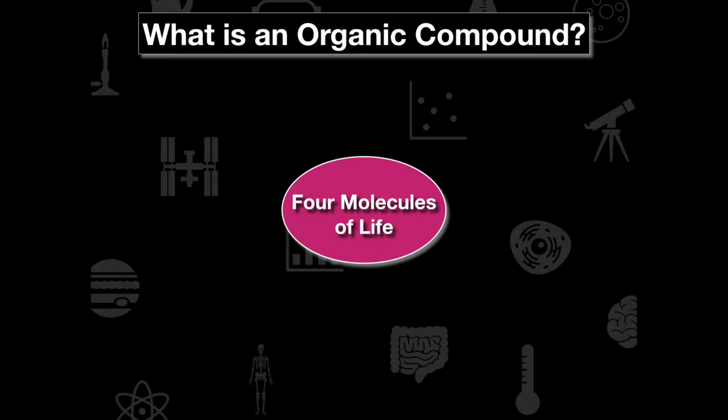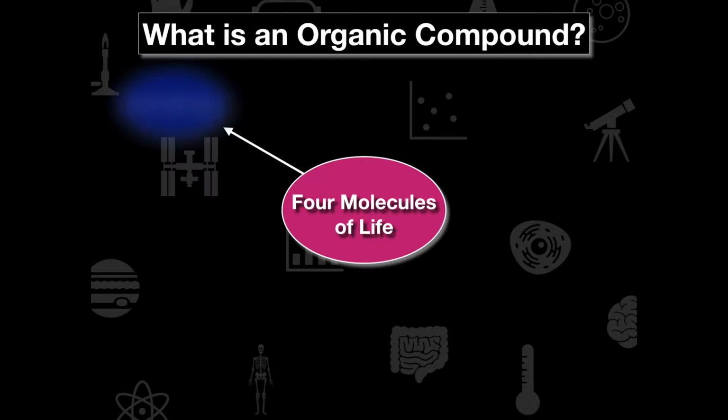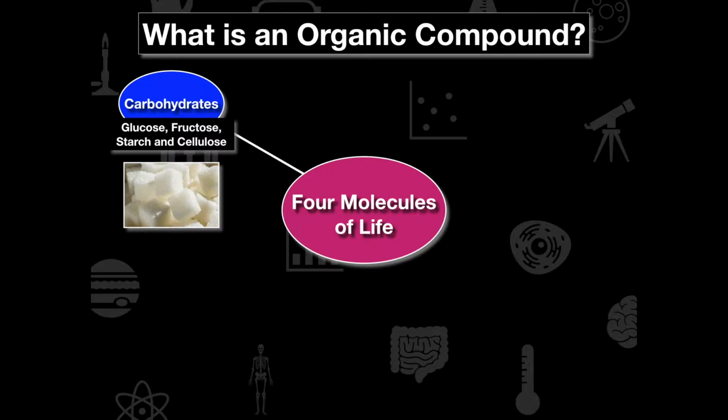Now we can break down organic compounds basically into four categories. So the first one that we're going to go through and talk about are carbohydrates. And these are going to be things like glucose, fructose, starch, and cellulose. When we think about carbohydrates, these are really sugars. As a scientist, when I think of carbs, I'm thinking of sugars.